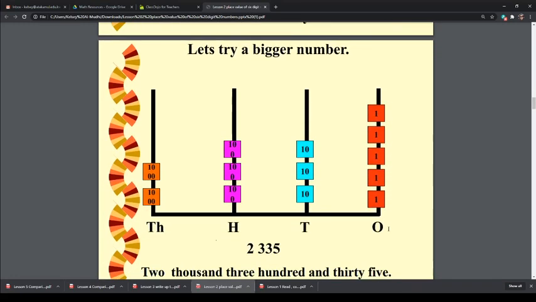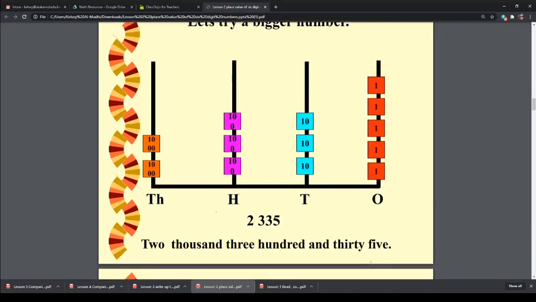Here it is again with a bigger number, 2,335. Again, the thousands orange boxes would be 2,000. The hundreds would be 300 boxes. Tens is 3 10 boxes. And ones is 5 1 boxes.